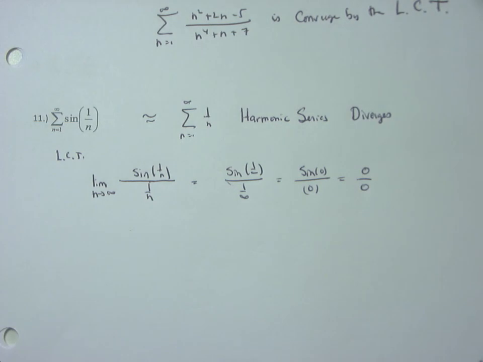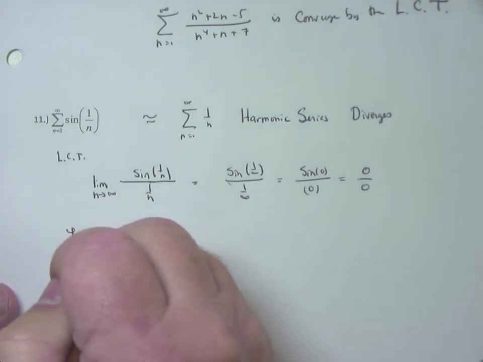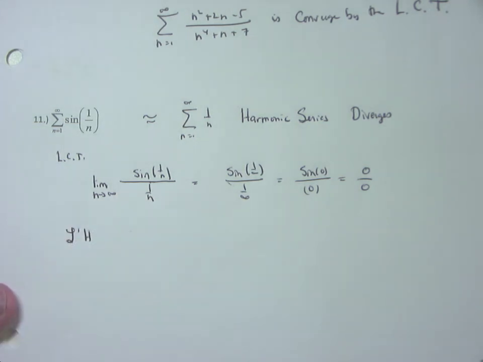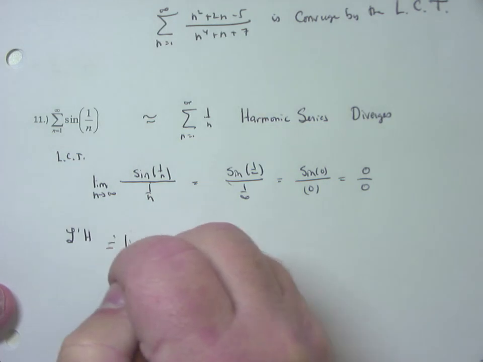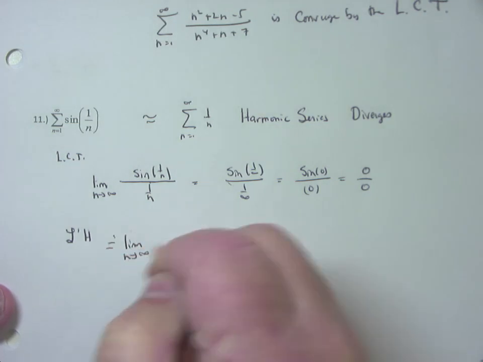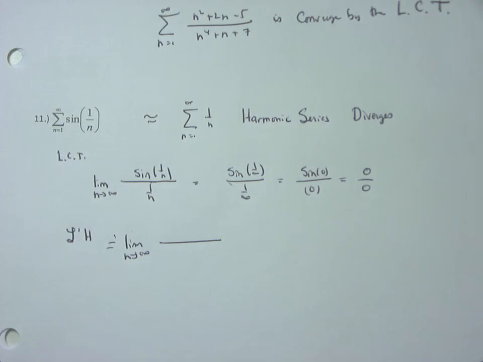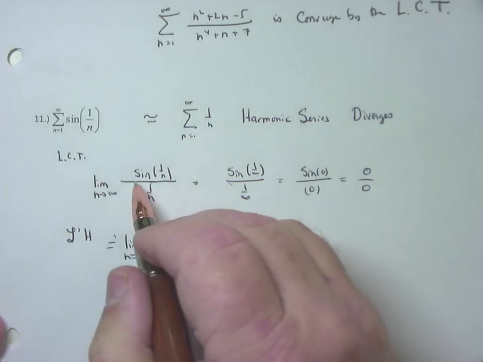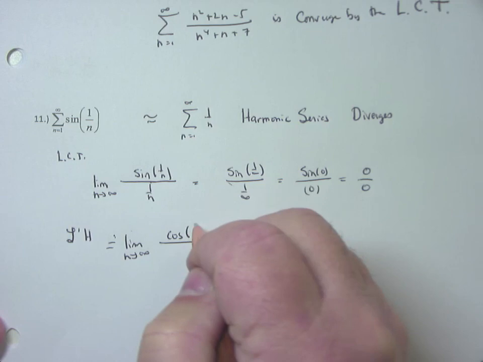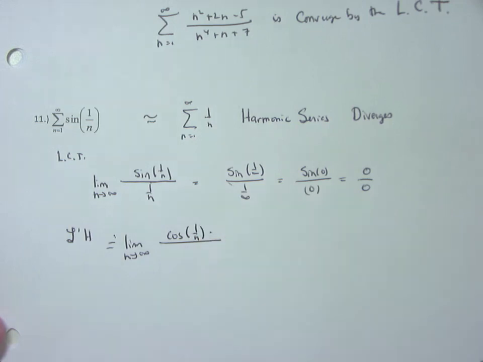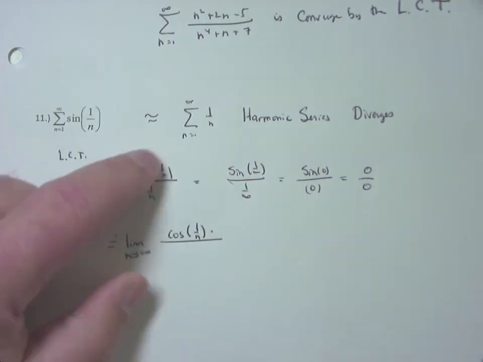So for me to be able to do this limit, I got to use L'Hopital's rule. This one you actually have to show me the L'Hopital's rule on. So L apostrophe H, L'Hopital's rule. This will be equal to the limit as n approaches infinity of the derivative of the numerator over the derivative of the denominator. Well, this is the sine of 1 over n. So what's the derivative of sine? Chain rule. Derivative of sine is cosine. Inside stays the same, 1 over n, times the derivative of the inside. What's the derivative of 1 over n?